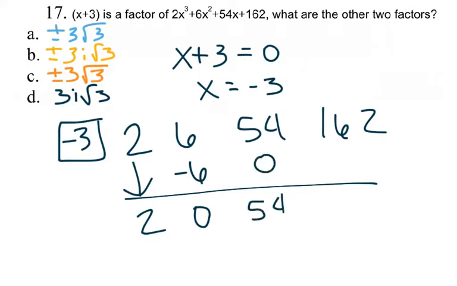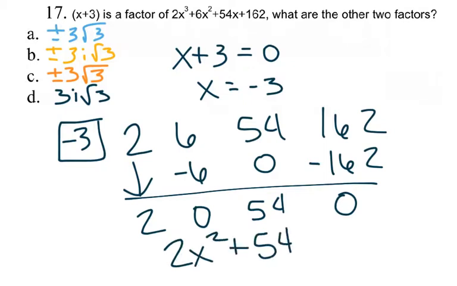multiply, add, multiply, add. If you have no idea what I just did, you need to stop this video and go back and look at synthetic division. So my answer is going to be 2x squared plus 54.